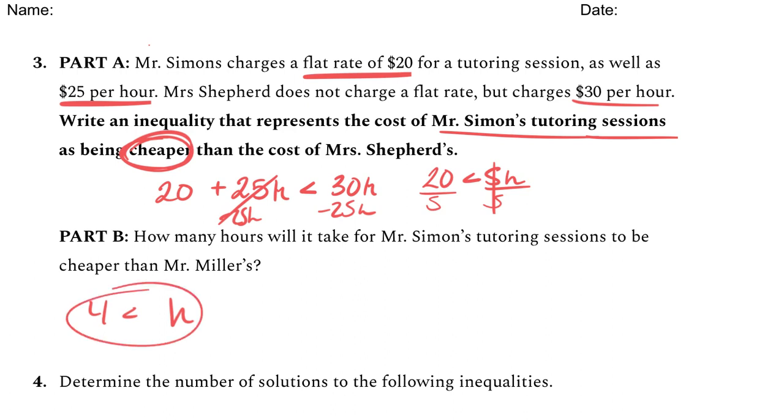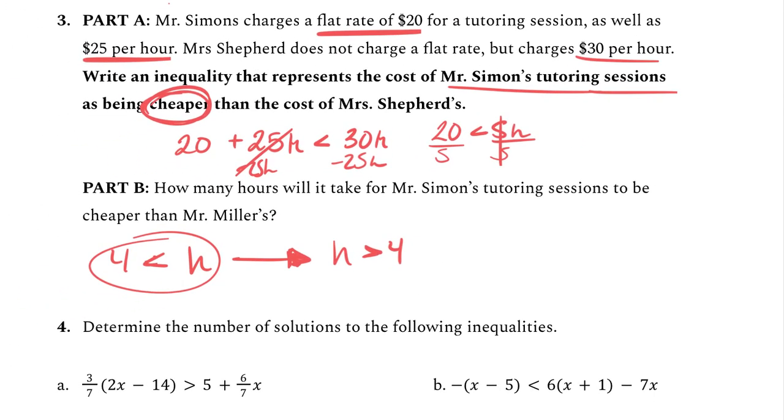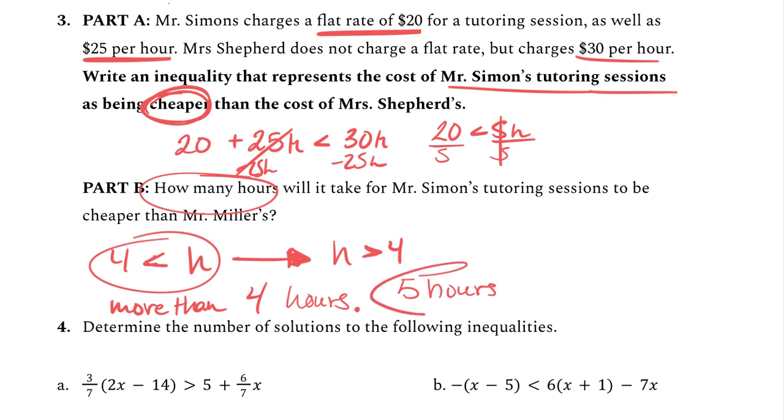So here's the thing. While that is our answer, we always do want our answer to have the variable on the left side in the end. So flip that around and put h is greater than 4. Make sure it opens up towards the h both times. Now, what does this mean? What this says is how many hours will it take for my tutoring session to be cheaper? If the h stands for hours, it means we have to have more than 4 hours of tutoring. So the first set amount of hours it's going to take for my tutoring to be cheaper is going to be 5 hours. That essentially is the answer right there. It's going to take 5 hours.